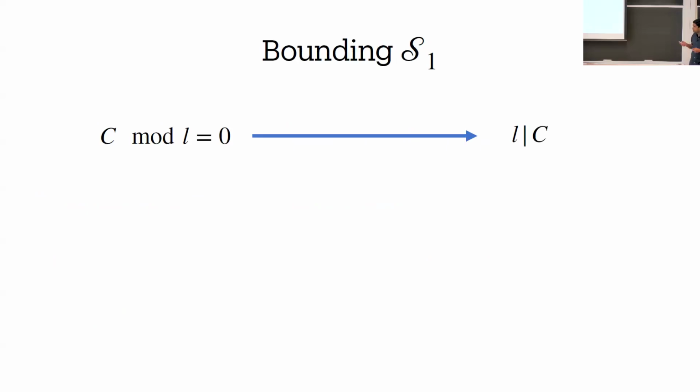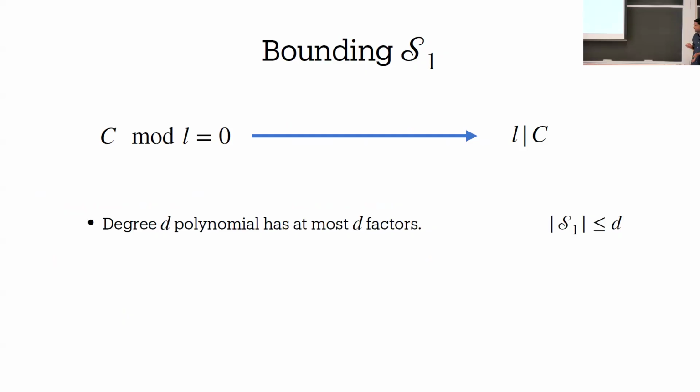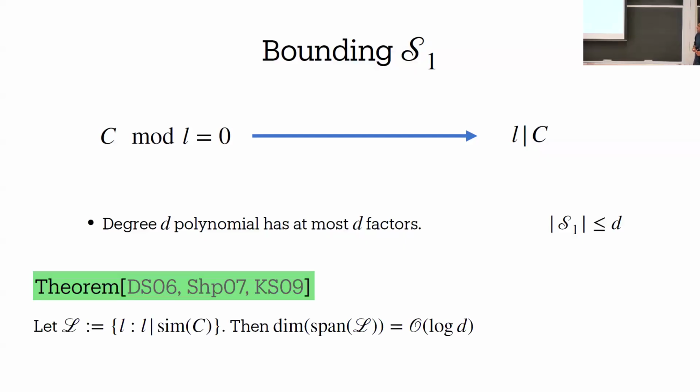So for S1, if the circuit vanishes mod this linear form, it means that this linear form divides the circuit. Since the circuit computes a degree D polynomial, it can only have D factors. So S1 is at most D. Very simple to see.